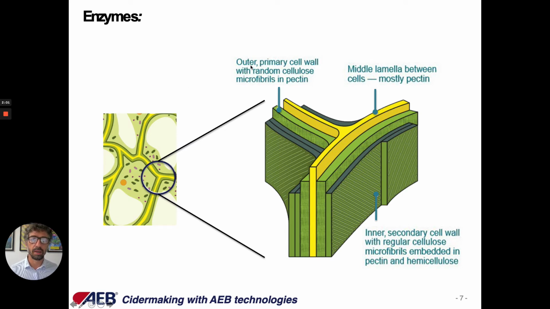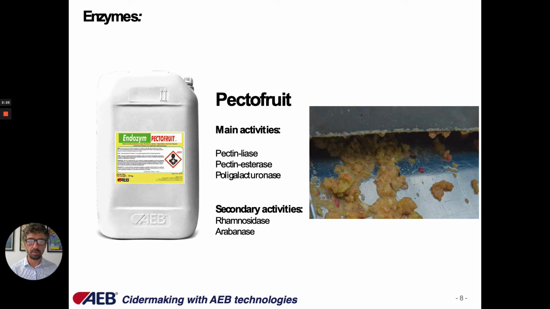We see them in the outer primary cell wall with random cellulose microfibrils in pectin, middle lamella between cells, mostly pectin, inner secondary cell wall with regular cellulose microfibrils embedded in pectin and hemicellulose. So getting rid of the pectins first will definitely help us a lot with mashing this wall and releasing the juice. Pectofruit, enzyme Pectofruit, is the enzyme that AEB proposes for this process.